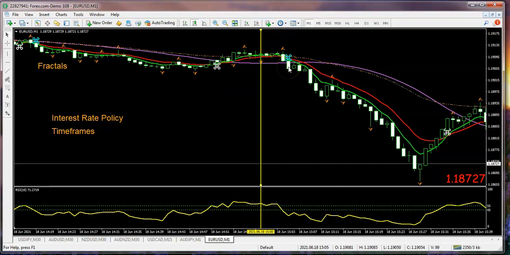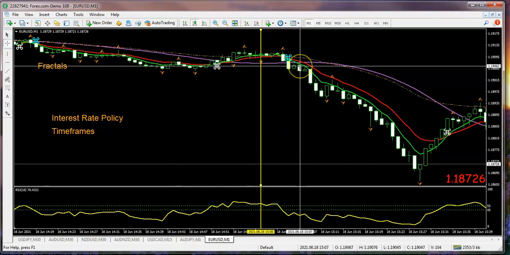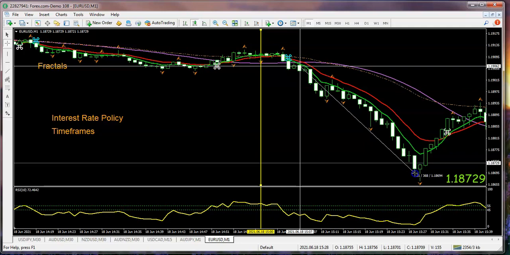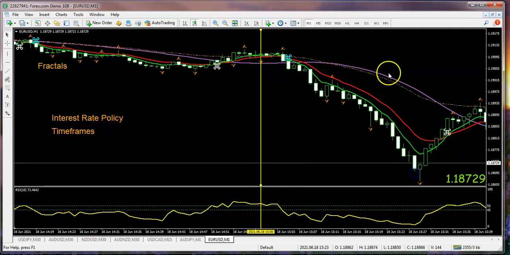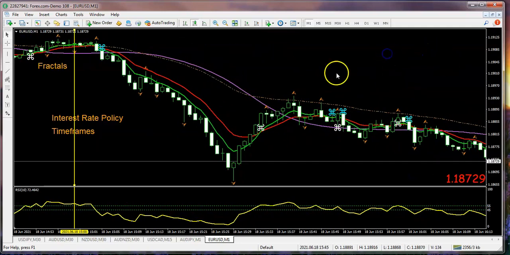Then this move, you wait until after this line gives you a signal. And here you are with your signal right here. And off we go to the south with a 37 pip trip this morning after we had our 7 a.m. opening. So I hope that helps, guys. Interest rate policy is critical. Time frames are critical.